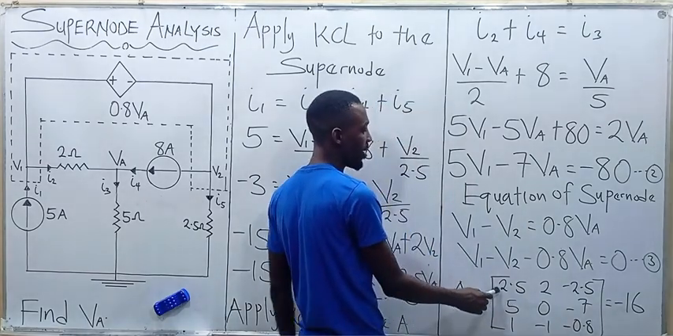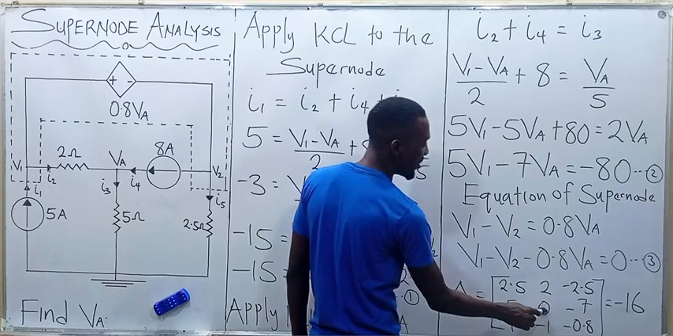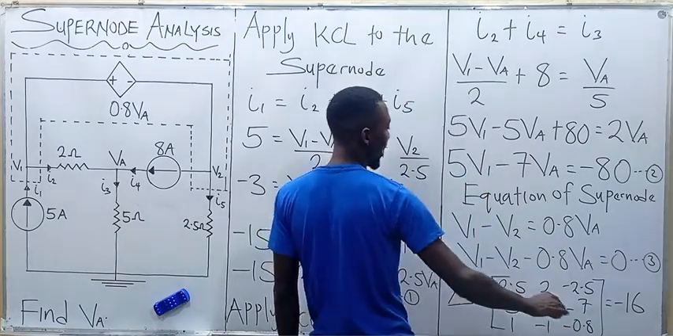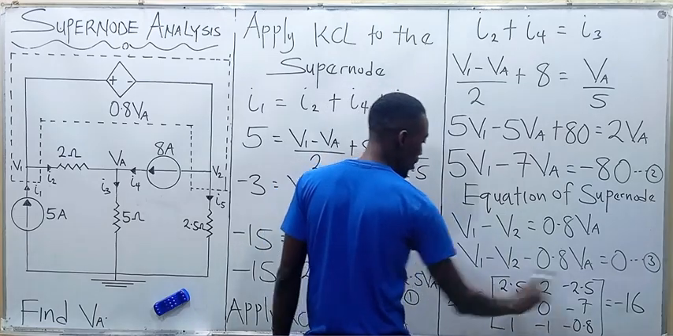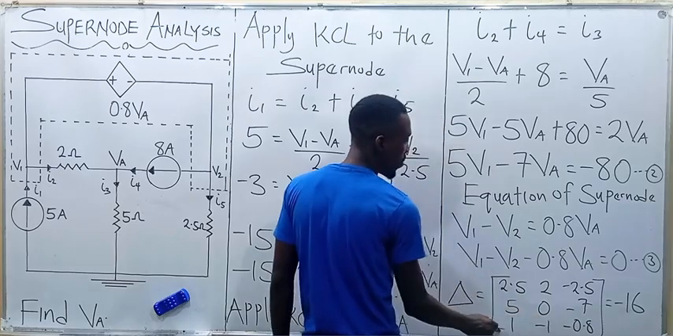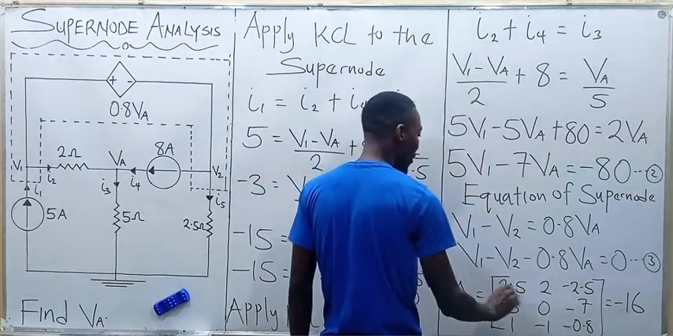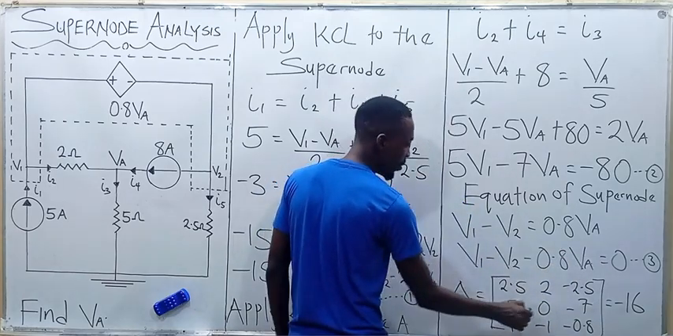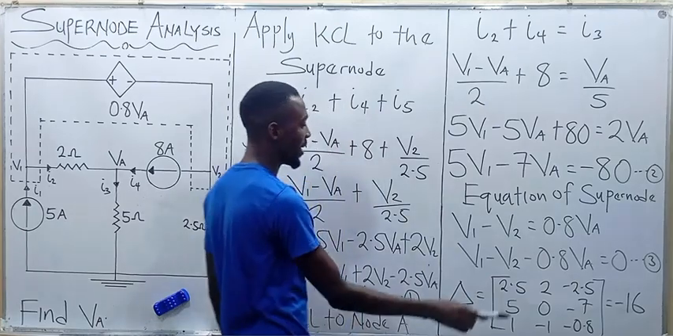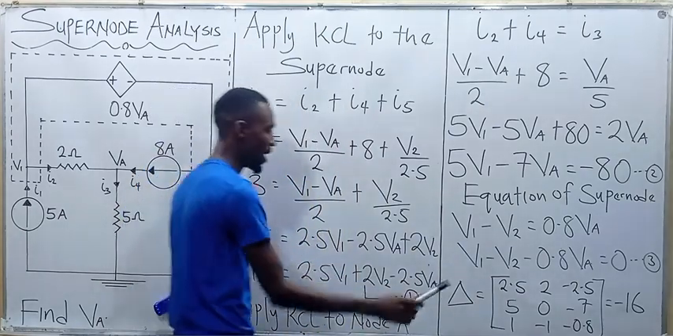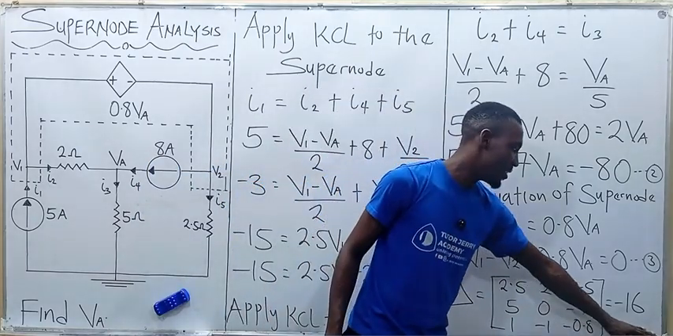If you use your mirror, we're going to have 2.5 into 0, minus 7, minus 1, minus is 0.8. Then minus 2 into 5, minus 7, 1, and minus is 0.8. Then minus 2.5 into 5, 0, 1, minus 2. So by the time you multiply and subtract, you are going to get negative 16.